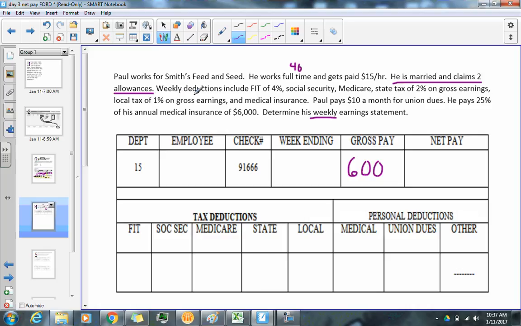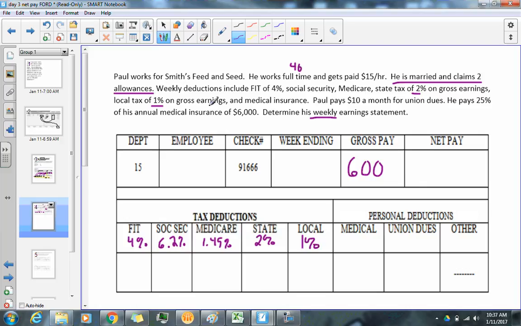His weekly deductions are the federal income tax, there's 4%. So once again, I'm just going to go ahead and put all my percentages. Social Security is always going to be 6.2%. Medicare is going to be 1.45%. Now, the federal, state, and local does usually change throughout. State tax is 2%. Local is 1%. So those percentages might change, but Medicare and Social Security will not change.